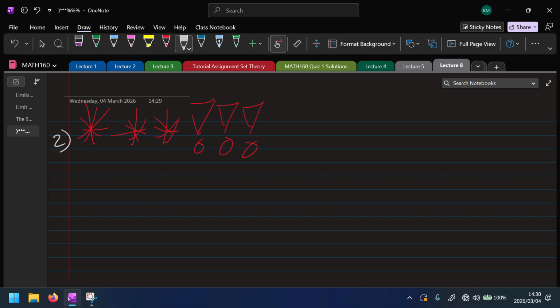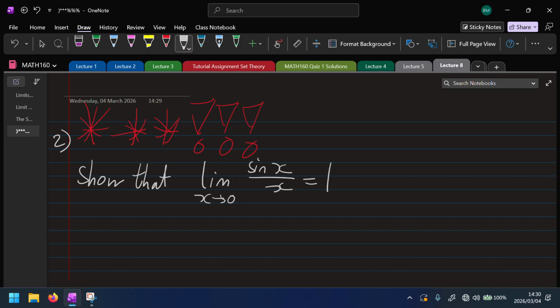Okay, so here we have: show that the limit as x goes to 0 of sine x over x is 1. Very, very important for when we do differential calculus. Please make sure you know how to do this limit.